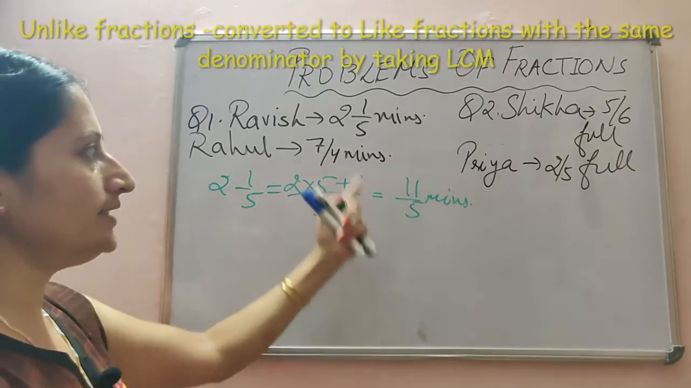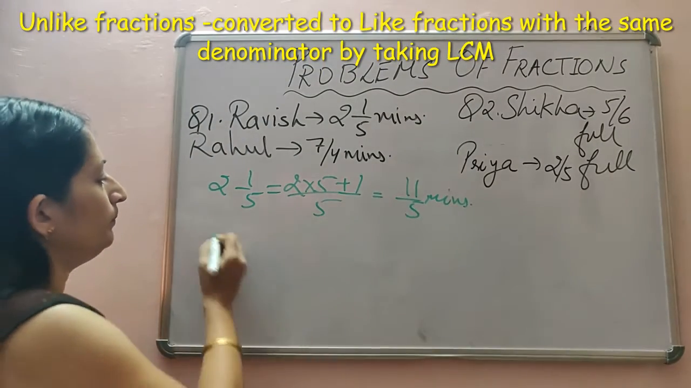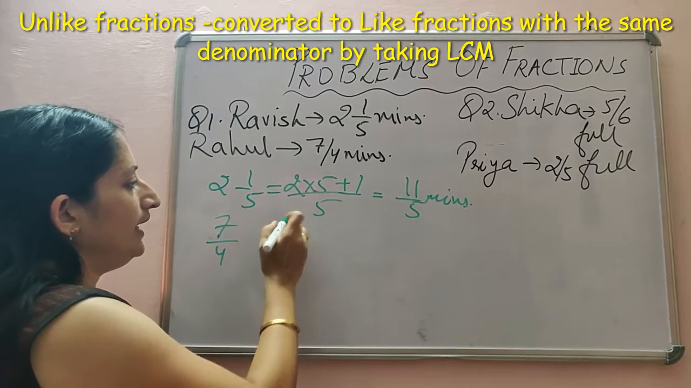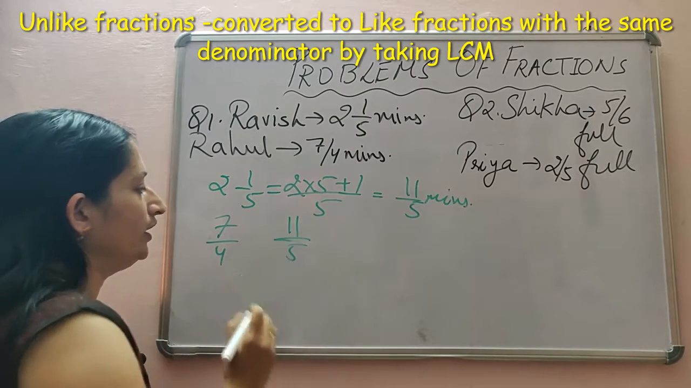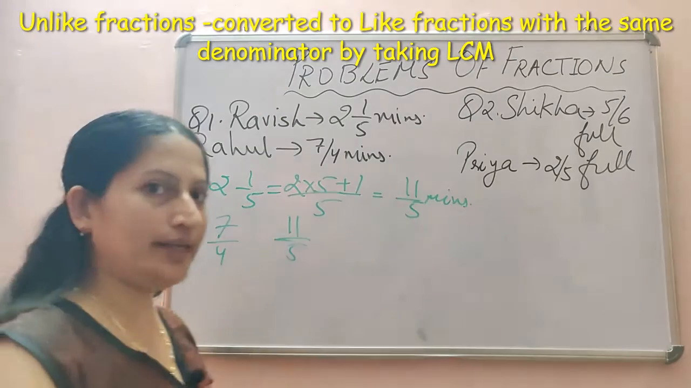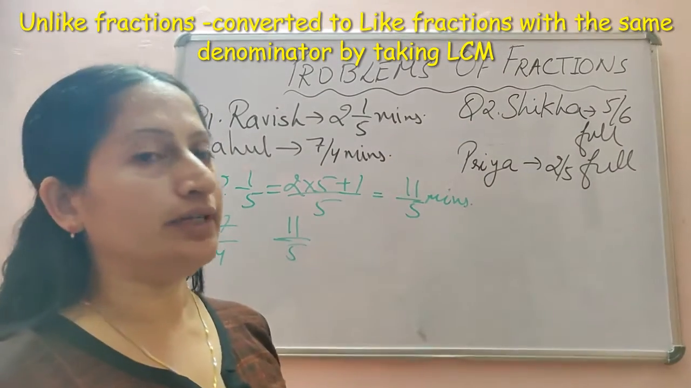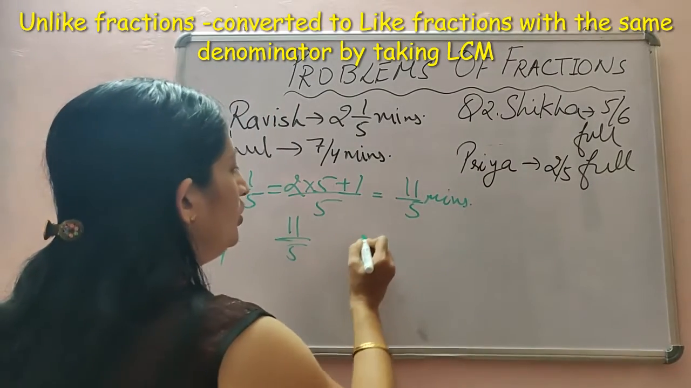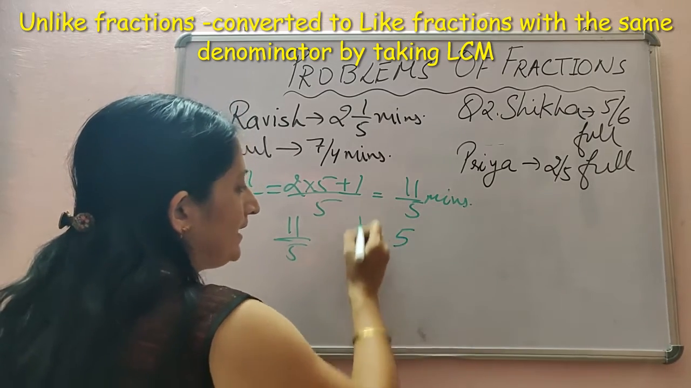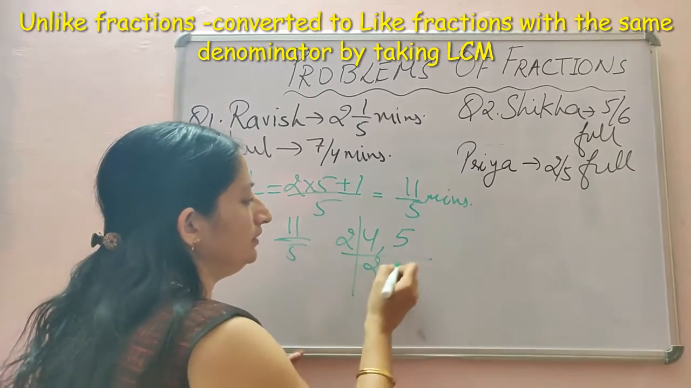Now I'll convert these unlike fractions into like fractions. So 7/4 and then I got here 11/5. As the denominators are not the same, I will take the LCM of the denominators so that I can convert them into like fractions. I think all of you may be knowing this method of finding the LCM. Let's see. This is a simple method.